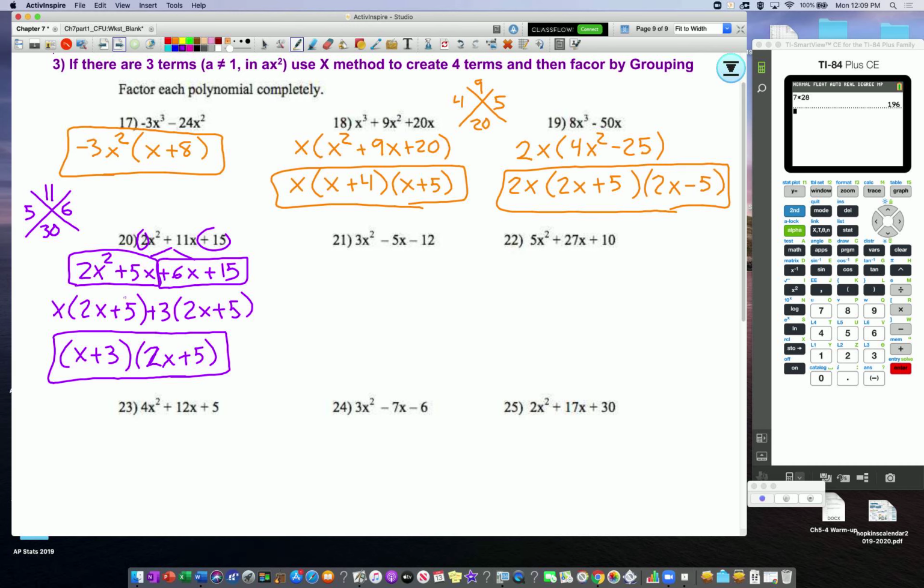X times 2x, 2x squared. X times 5 is 5x. 3 times 2x is 6x. 5 and 6 make my 11. 3 times 5, 15. Beautiful.